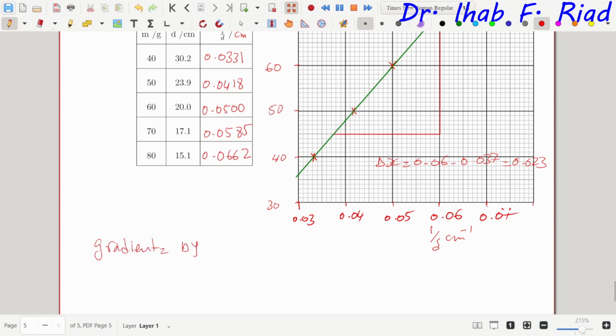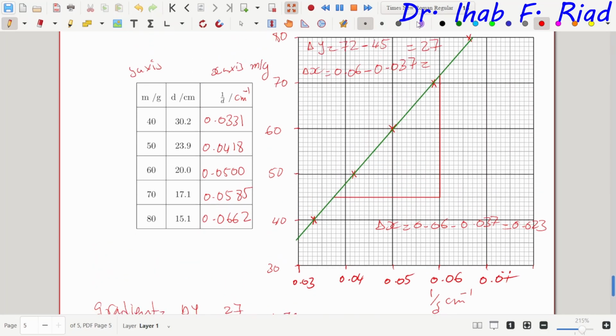Okay, so the gradient is equal to delta y divided by delta x. Delta y is 27. Delta x is 0.023. We do the math. 27 divided by 0.023 is 1173 or 1174. 1174. Now we need to check the units.